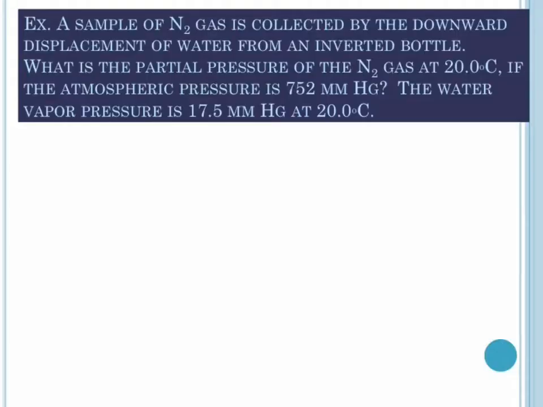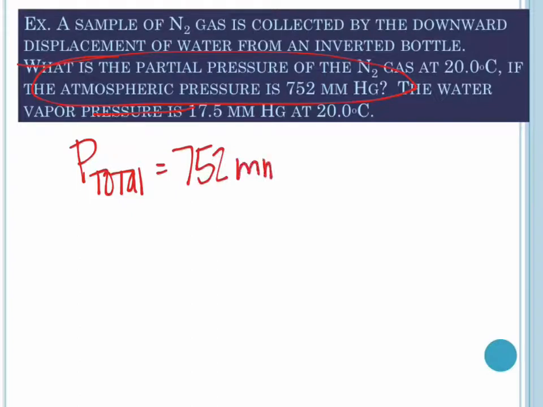Okay. A sample of nitrogen is collected by the downward displacement of water from an inverted bottle. What's the partial pressure of the nitrogen at 20 degrees Celsius if the atmospheric pressure is 752 millimeters of mercury? The vapor pressure of water is 17.5 at 20 degrees Celsius. So this has told you. You don't have a chart to go look at. It's told you what it is. So atmospheric pressure is my pressure total, and that is 752 millimeters of mercury.